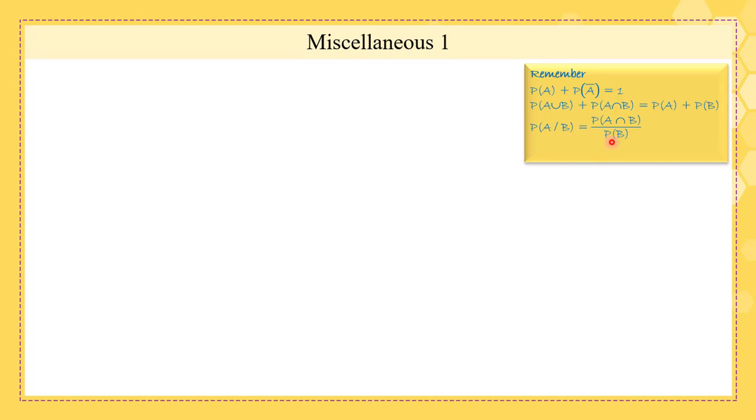The rule of conditional probability: the probability of A given B is the probability of A intersection B over the probability of B, and the rule of total probability, which is P of B is P of B intersection A plus P of B intersection A bar.